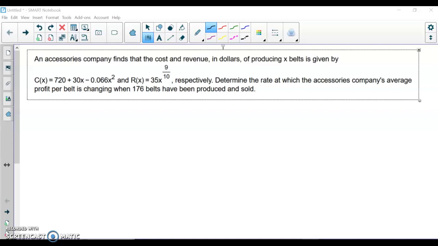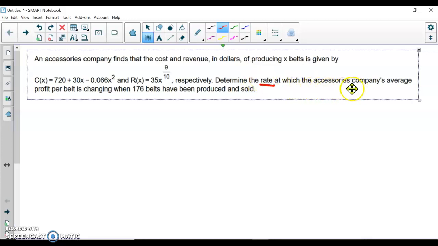Okay, so this question gives us a cost function and a revenue function. It says an accessories company finds that the cost and revenue in dollars of producing x belts is given by the following. Okay, so it says determine the rate. This is what we need to find. Determine the rate, right? The word rate indicates derivative for us. So we already know we're going to be doing a derivative of something.